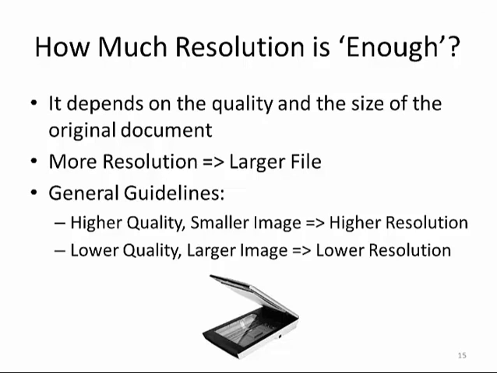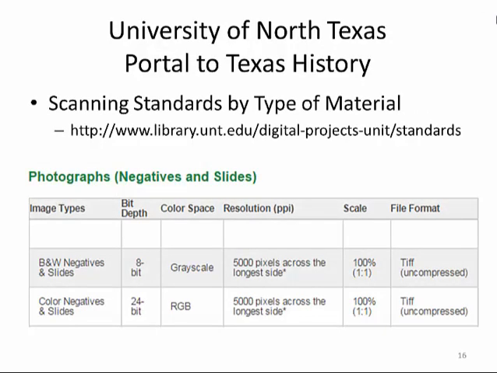But there is a good website, the University of North Texas Portal to Texas History, which is a website dedicated to a lot of images related to Texas history. It also has some really good references for people who are scanning documents. And this URL right here will take you to a page that has kind of document type by document type directions for how to set your scanner if you are scanning things. And I picked, because it was kind of illustrated, photographs, negatives and slides.